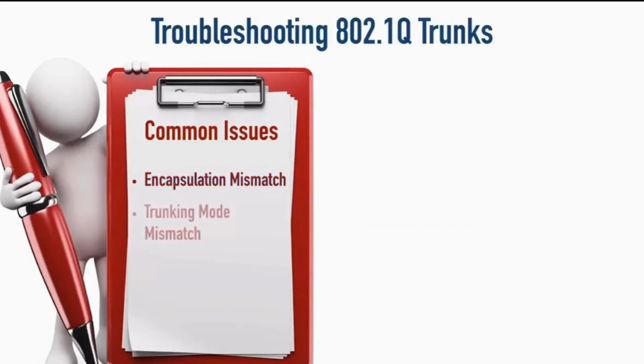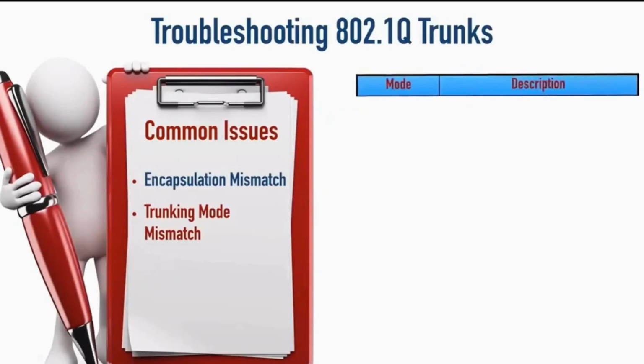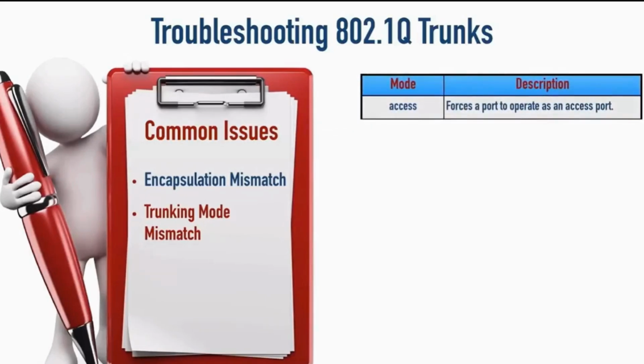Another issue we might run into is having a trunking mode mismatch. Let's think about and review how trunks can be dynamically set up using DTP, the dynamic trunking protocol. And one mode we have is the access mode. If we configure a Cisco Catalyst switch port for access mode, then we're saying this is not going to be a trunk. It doesn't matter what the far end is trying to do, we're not going to be a trunk. We are specifically an access port.